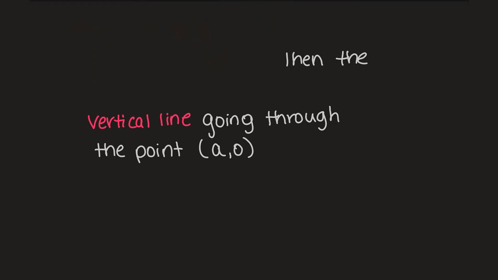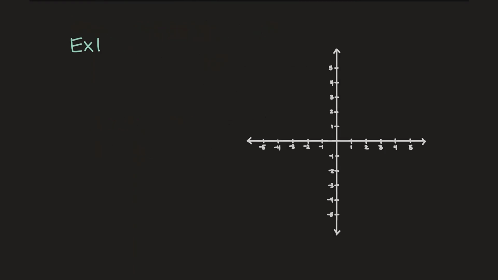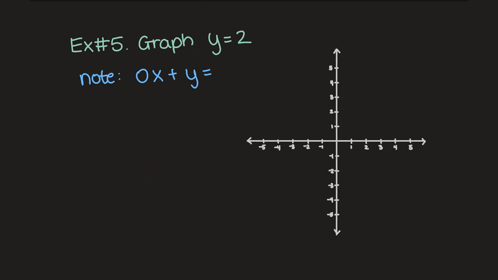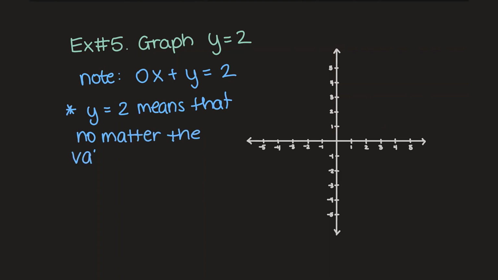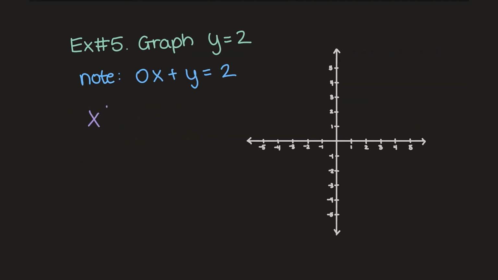The next example is a similar case of this. Let's try graphing the equation y equals 2 this time. Again, the equation can be written in this form. So y equals 2 means that no matter the value of x, y is always equal to 2. So our table of ordered pairs will have y always equal to 2, and then we can pick any value for x.